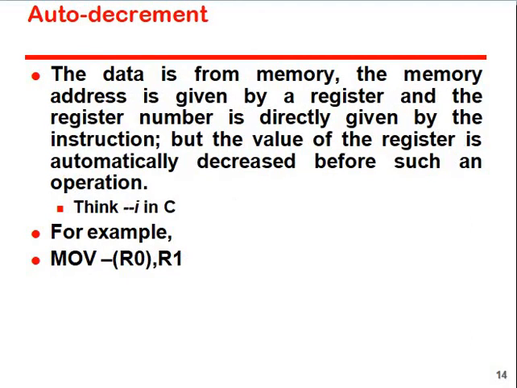The next type is auto decrement. In auto decrement, the content of a register specified in the instruction is decremented and then used as an effective address to access a memory location. A simple example for auto decrement is MOV -R0, R1. The difference between auto increment and auto decrement is that in auto increment the symbol comes after the register, and in auto decrement the symbol comes before the register. This is the major difference between auto increment and auto decrement.